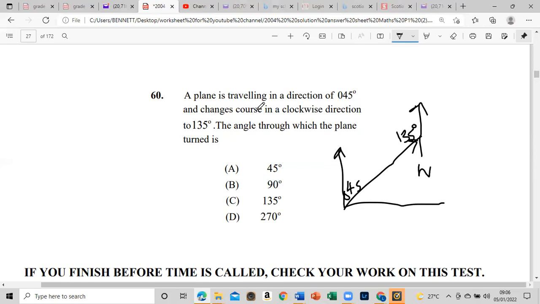And it changes course in a clockwise direction. So look at that, clockwise. So 135. So right here we have made 135. Yes, it'll be 90, so we reach 180. This now, we got the 135. Then it gives you information. The angle through which the plane turns is almost 135.